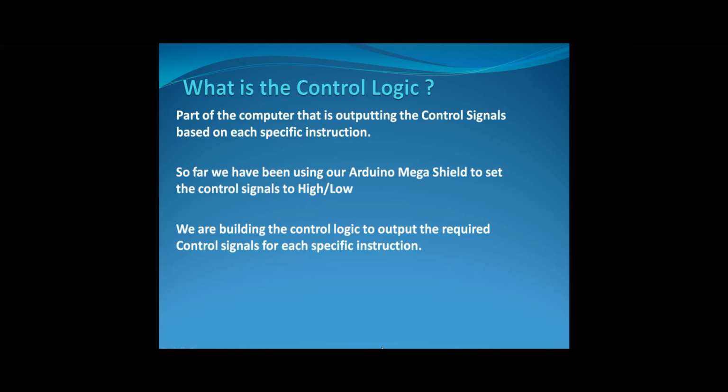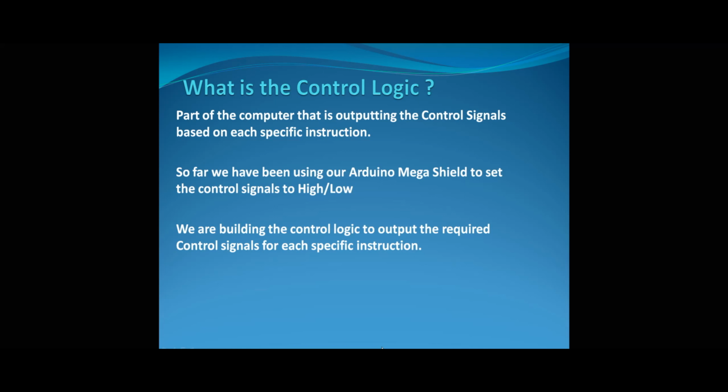So far, we have been using our Arduino Mega Shield and some sketches to basically control those signals, right? I mean, we had some signals high and some signals low. For example, let's say we wanted to output the content of the B register on the bus. We were just bringing the BO line high because that was an active low signal. And this way we would basically control the output of the B register.